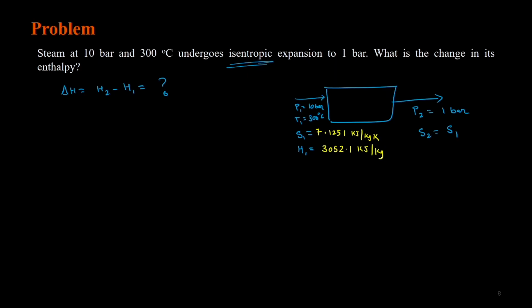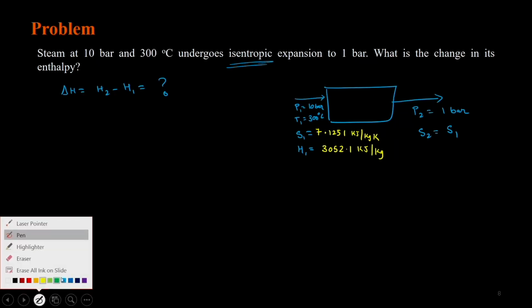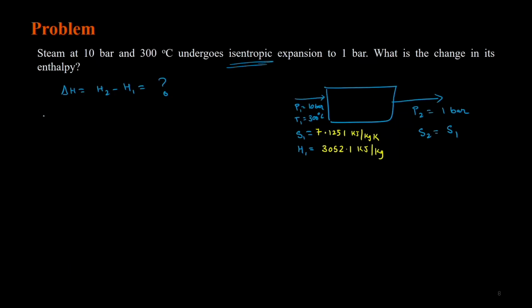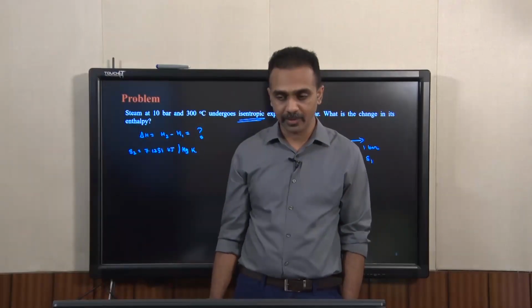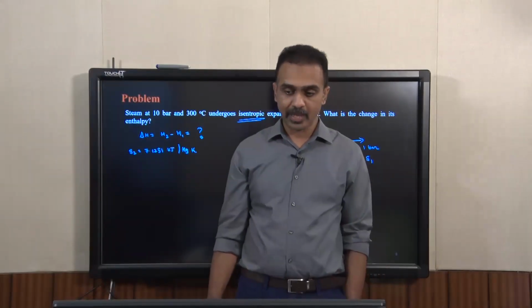Now the process is isentropic, right, which means S2 is going to be equal to S1, or S2 is 7.1251 kilojoule per kg Kelvin. We're coming out at 1 bar. So the first question to ask is, am I going to be in a two-phase region or in a single-phase region at 1 bar? Because I don't know the temperature, I cannot answer the question right away. But if I look at the entropy, maybe I can.